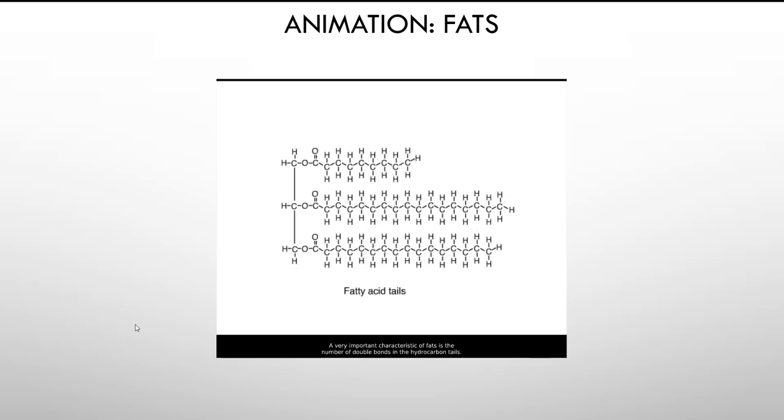A very important characteristic of fats is the number of double bonds in the hydrocarbon tails. Fats that contain only single bonds are called saturated fats. Fats containing double bonds in 1 or more tails are called unsaturated fats. Unsaturated fats tend to be liquid at room temperature. Vegetable oils are examples. Saturated fats, like butter and lard, are solid at room temperature. Saturated fats in the diet can lead to heart disease, while unsaturated fats are safer.